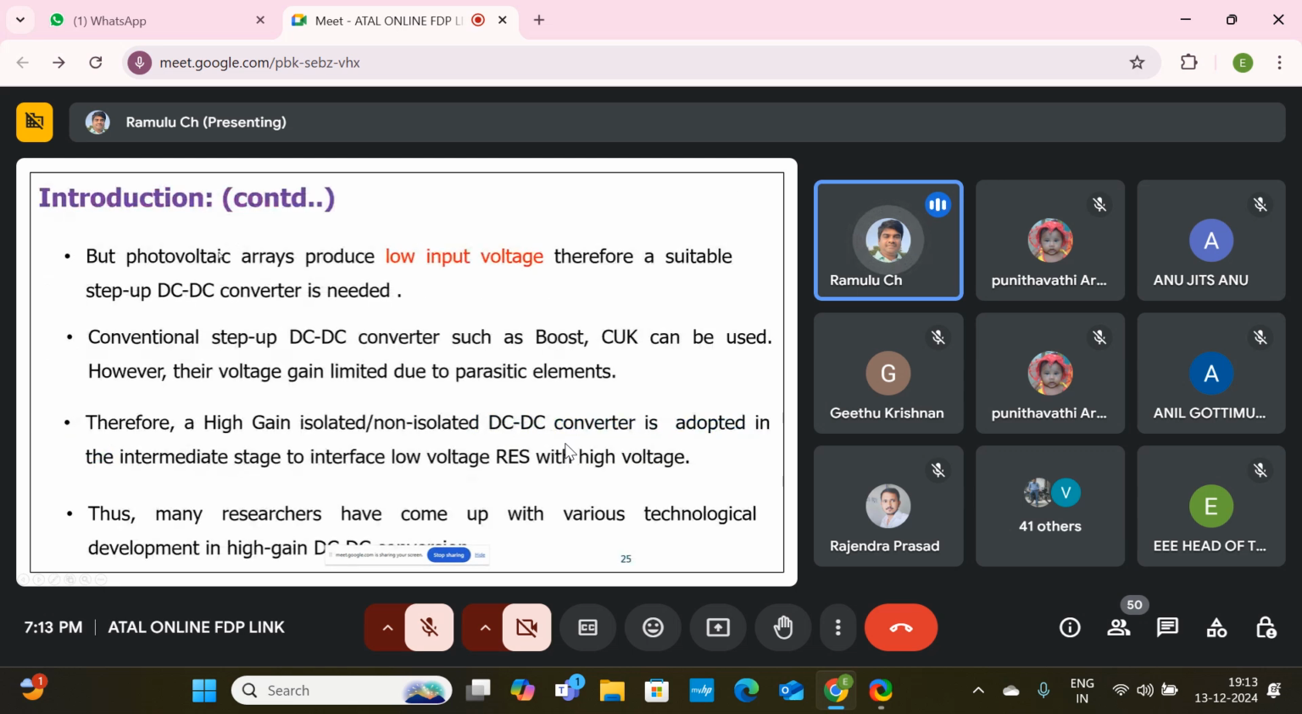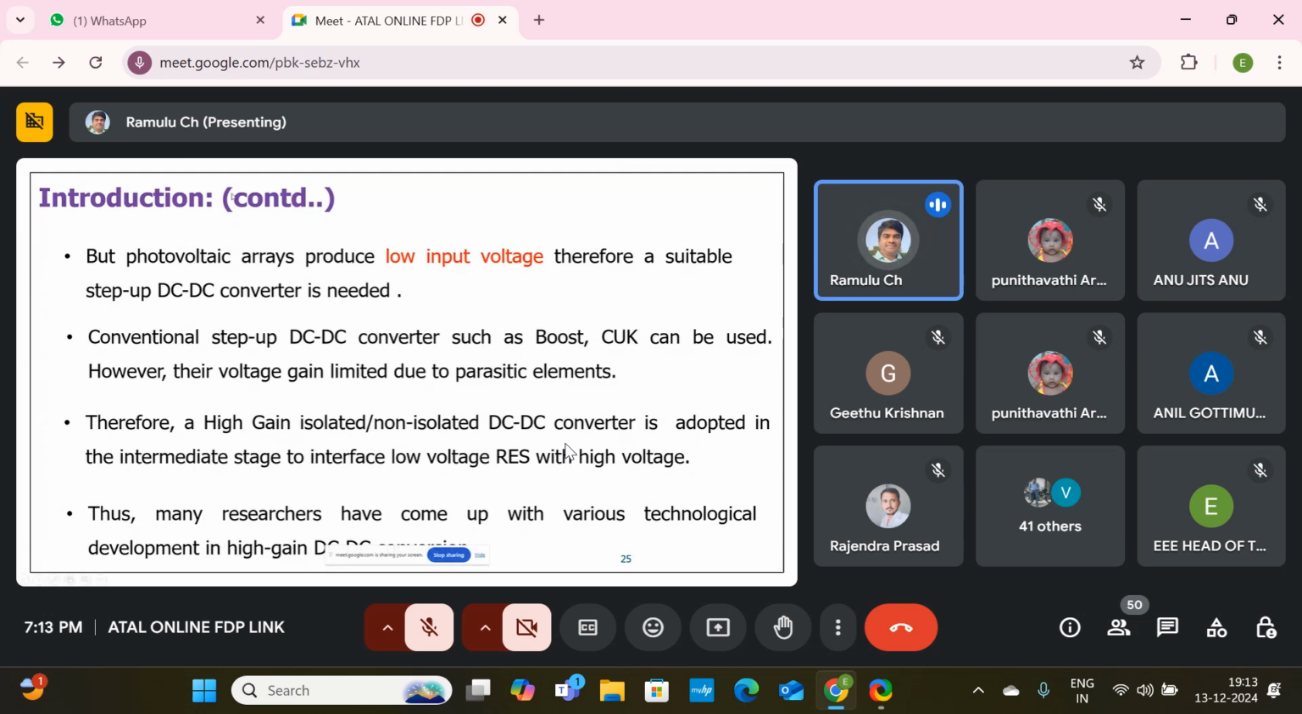Continuing this introduction, photovoltaic arrays produce low input voltage. This is one big problem, and we have to study how to handle it. So the photovoltaic arrays produce low input voltage, and therefore suitable step-up DC to DC converters are required. No doubt, DC to DC converters are required. Please try to remember, the electricity we produce from a solar photovoltaic system is DC only.